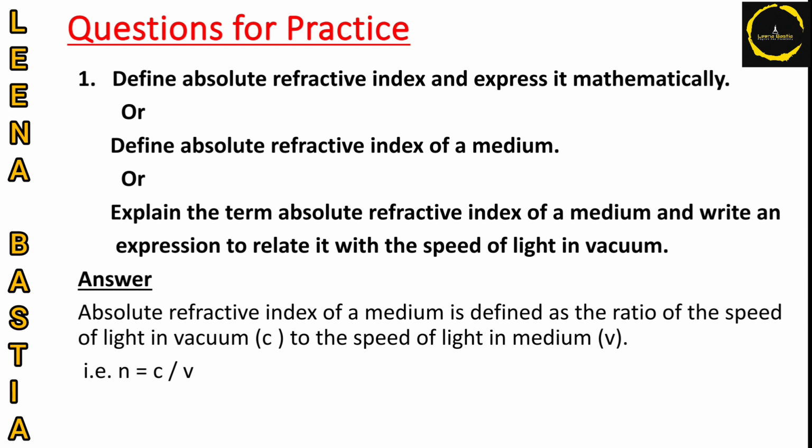So the first question is: define absolute refractive index or express it mathematically. Here, just see the same question in a different manner. It is simply said: define absolute refractive index of a medium, or explain the term absolute refractive index of a medium and write an expression to relate it with the speed of light in vacuum. If it is written absolute refractive index, that means we are comparing the speed of light in a particular medium with the speed of light in the vacuum. So it is just the way of writing the questions differently, nothing else. So don't worry, it is the same answer, right?